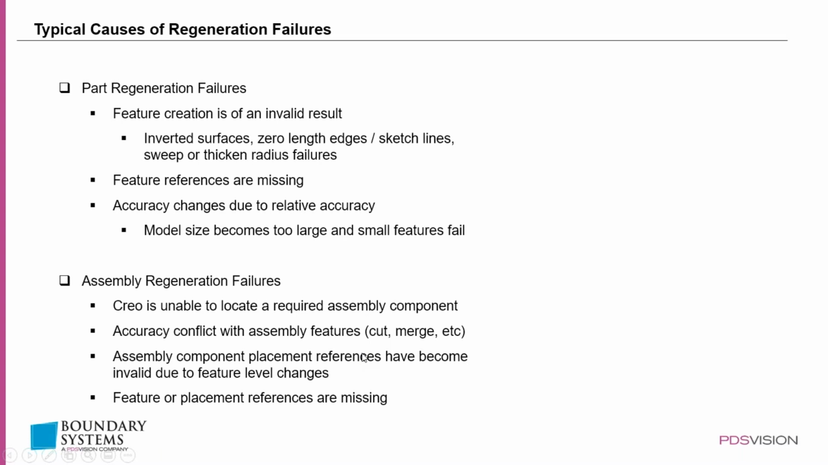Going on to assembly regeneration failures, some of these are going to be similar to above, but the first one is not. First one, Creo is unable to locate a required assembly component. There are a couple causes of this, but a couple examples. If you maybe change the name of a file in Windows rather than in Creo, Creo is not going to be able to find that file anymore when it tries to use it in an assembly.